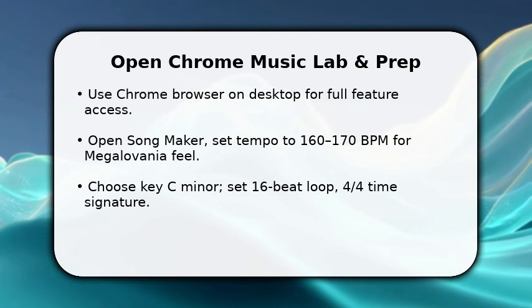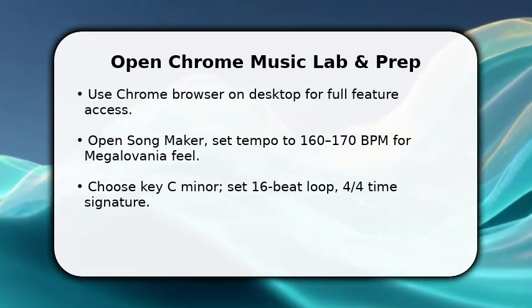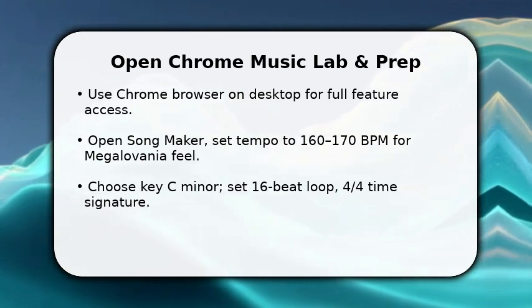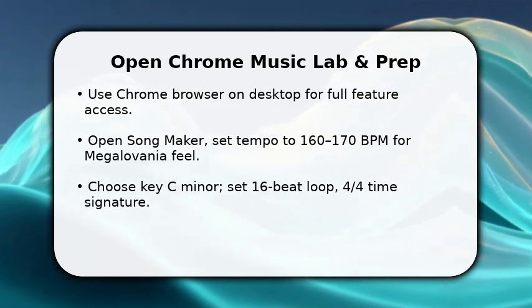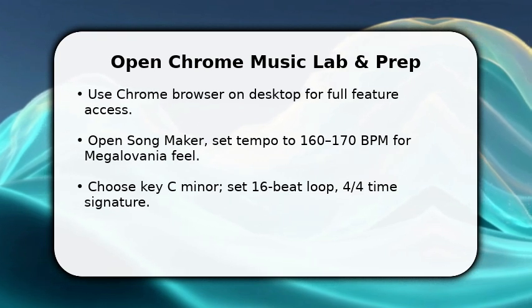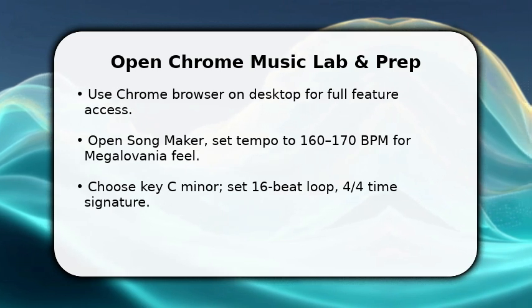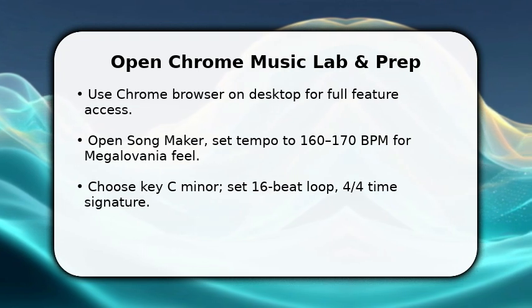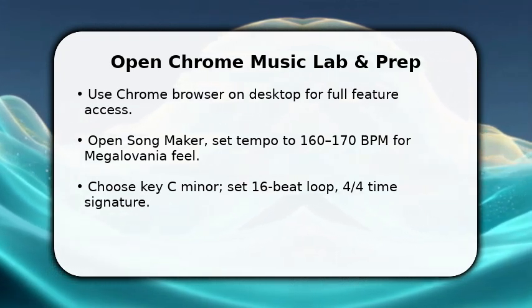You start by opening Chrome Music Lab and jumping straight into Songmaker. This gets you a piano roll view that maps notes to grid time. Set tempo around 160 to 170 BPM and pick C minor to match the original tonality. Make the grid 16 steps per measure and 4/4 time so patterns align with the riff. This creates the rhythmic backbone. Once done, lock these settings and prepare to add the signature melody on the top octave.